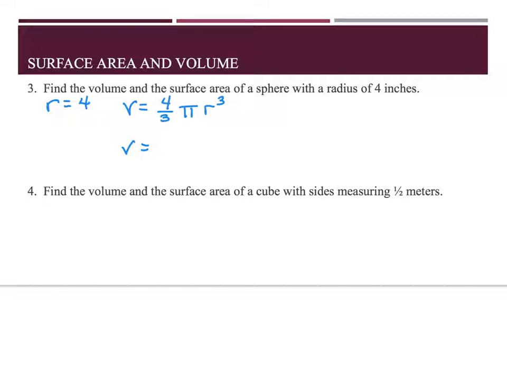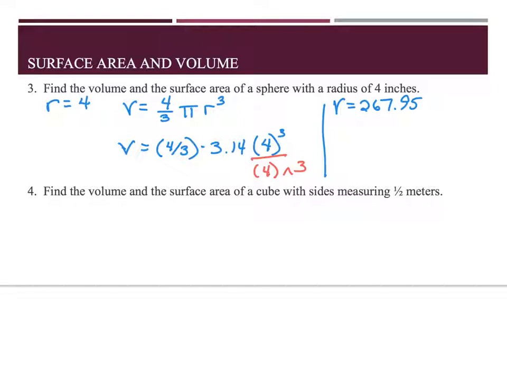When I plug in my numbers, on my calculator it's always best to put my 4/3 in parentheses. I'm going to multiply that by 3.14 for pi. And then I'm going to multiply that by my radius cubed. Now I write it as just 4 in parentheses cubed. On my calculator, this part, I would do my 4 in parentheses, use my caret with an exponent of 3. Now if I multiply all those numbers together, my volume turns out to be 267.95, and that's cubic inches because it's volume.